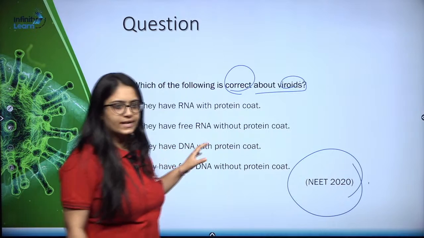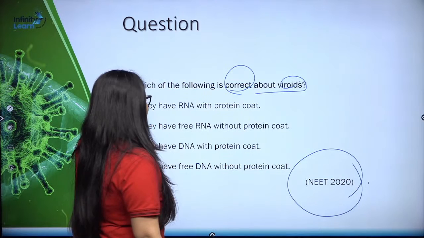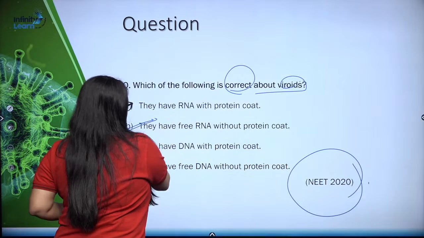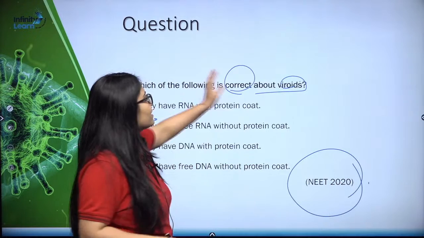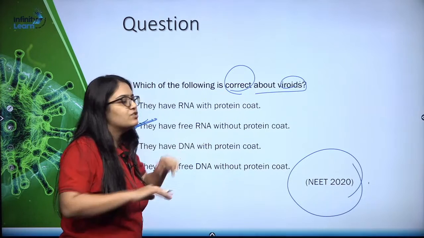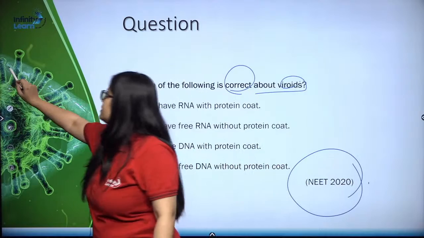Viroids are smaller than viruses. They have free RNA molecules without a protein coat. A virus can have either RNA or DNA as the genetic material, protected under a protein coat, the capsid. But viroids are smaller than viruses and just have free RNA. They do not have that protein coat. Excellent, everybody.